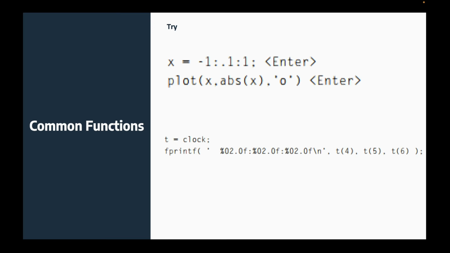open single quotation, percentage sign, 02.0f, percentage sign, 02.0f, percentage sign, colon, percentage sign, 02.0f. Then you say comma t of 4, t of 5, t of 6. It's going to show you hours, minutes, seconds using that function. When you finish, don't delete it. We're going to need it. Okay, let's move to our exercise, guys.